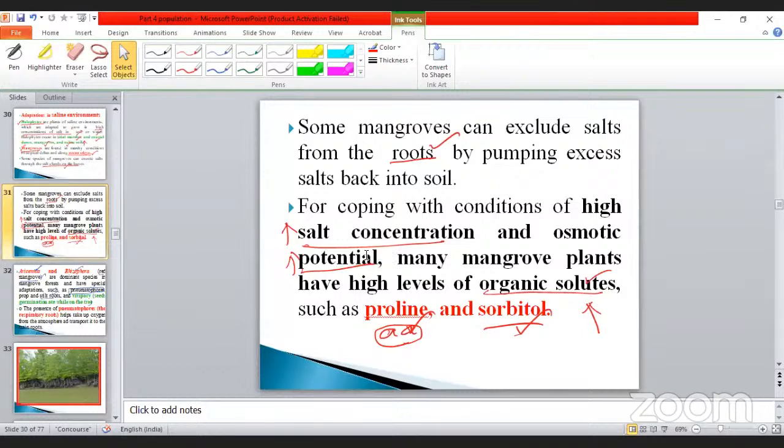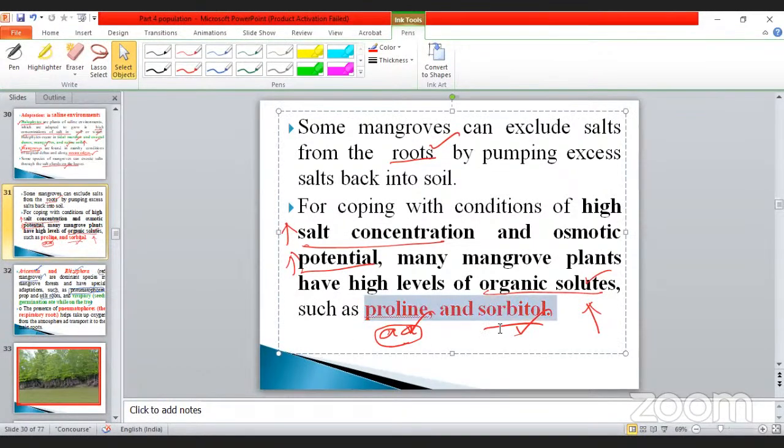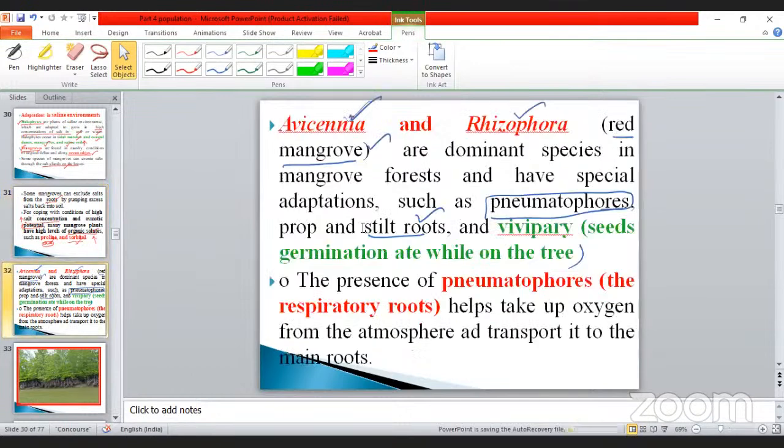Another one is osmotic potential. When there is a high concentration of salt, automatically the osmotic potential also increases. What is the reason for the osmotic potential? Due to the deposition of organic solutes such as proline and sorbitol. Don't forget, my dear. This is very, very important. You can put it a hundred, a thousand times in this part. And the next is specialized characteristics: Avicennia and Rhizophora, the red mangroves. These are all called red mangroves.